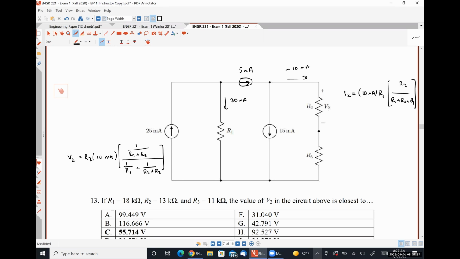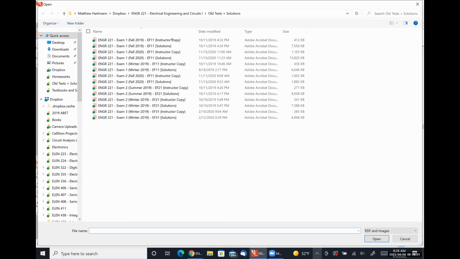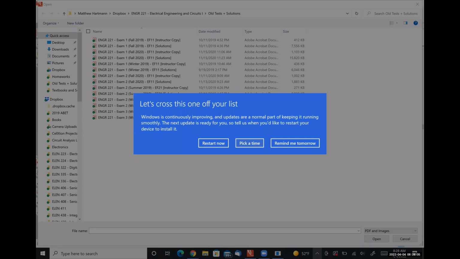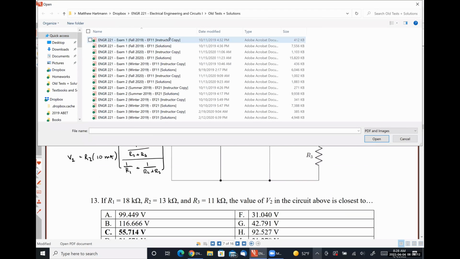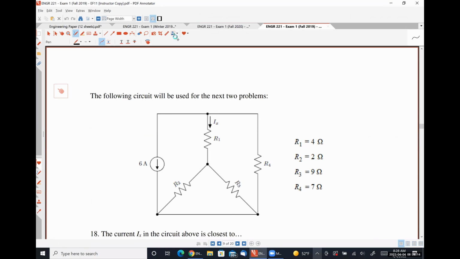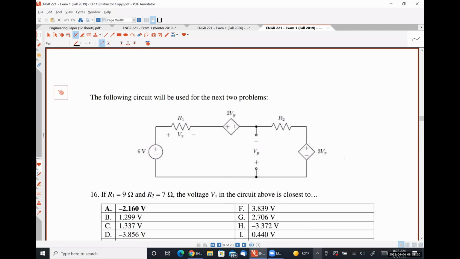Fall 2019. This thing keeps trying to trick me into putting Windows 11 on it. I will not fall for it. I'm sorry, I forgot what problem. 15?